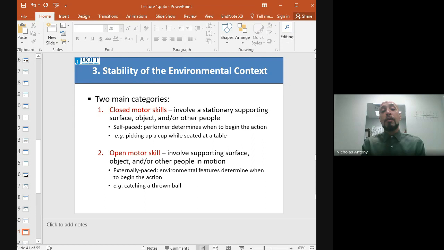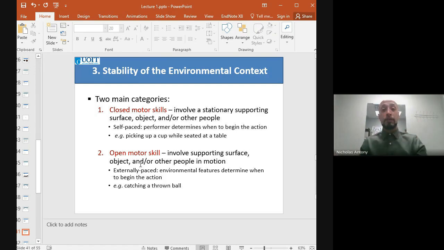Hitting a baseball off of a tee is called a closed motor skill, because a closed motor skill involves people, objects, or the supporting surface that are stationary, because it's internally paced. I get to choose when I hit the baseball. Whereas an open motor skill involves the supporting surface, people or objects in the environment that are moving. That means I have to time my movement based on things I'm not in control of.